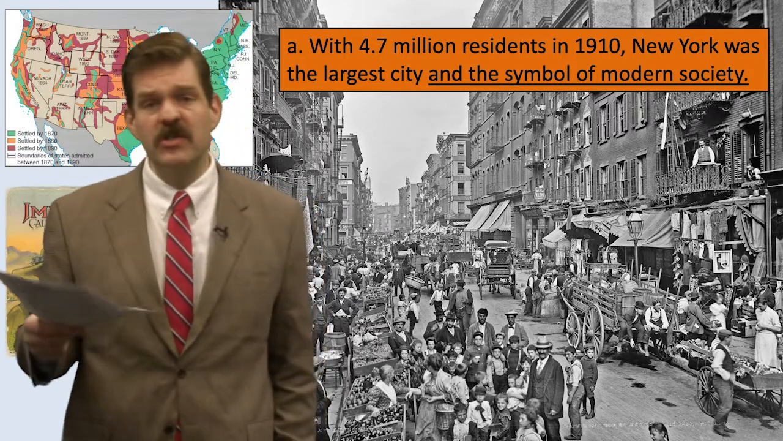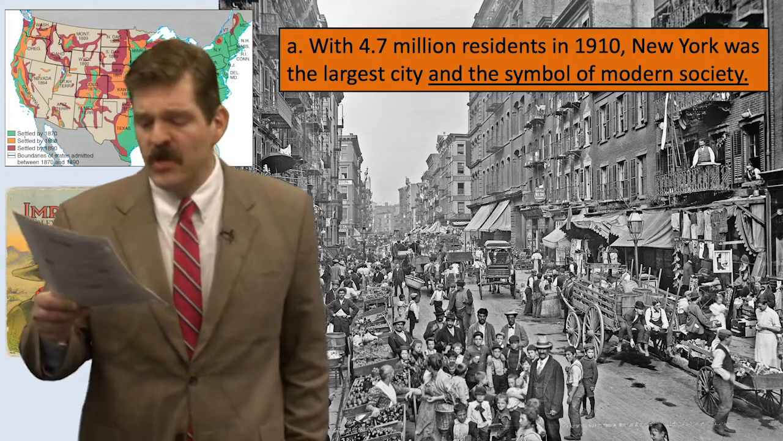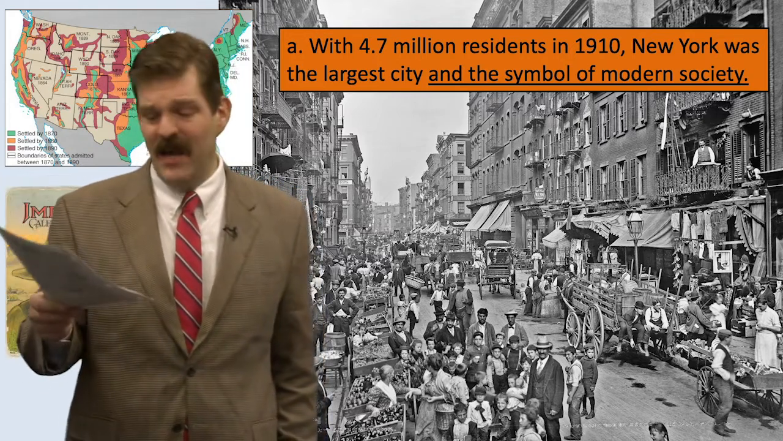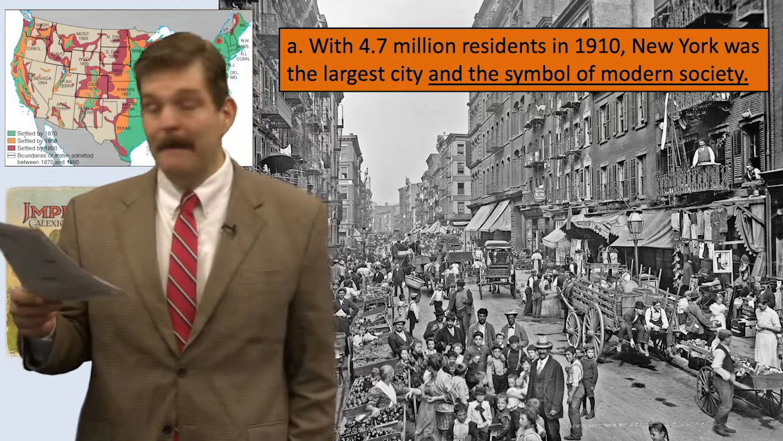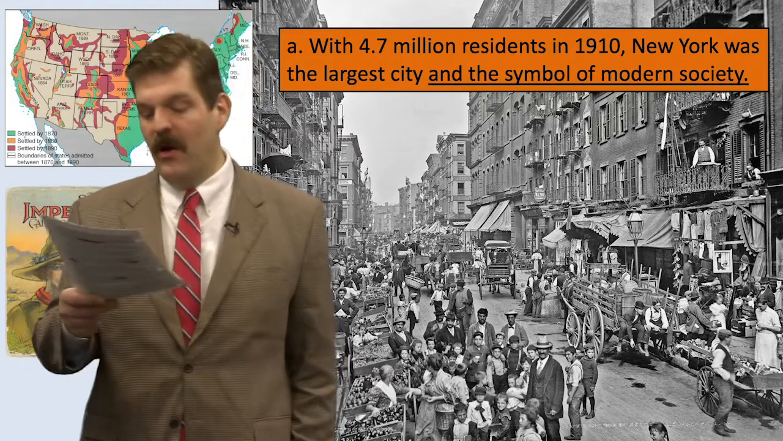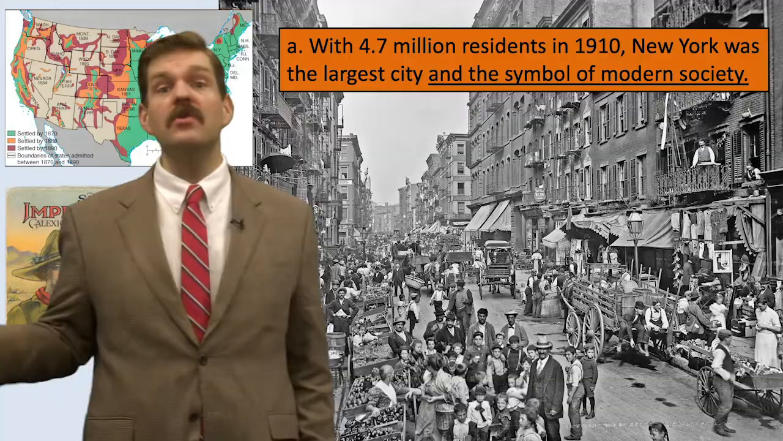There were stark divisions, though, between the rich and the poor. Newly arrived immigrants on the Lower East Side of New York didn't have electricity or even indoor toilets. Meanwhile, Millionaires' Row on Fifth Avenue was boasting huge mansions.